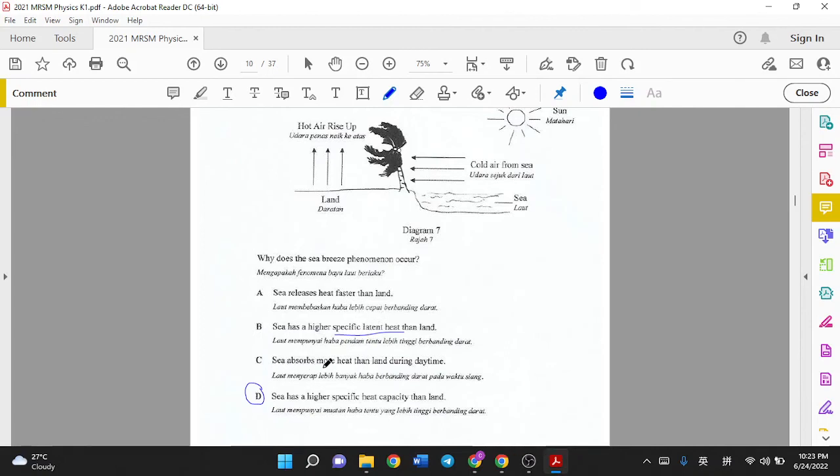We will use this concept when involving the change of state. So sea absorbs more heat than land during daytime. This is not true. Sea releases heat faster than land. This is also not true. This should be slower.